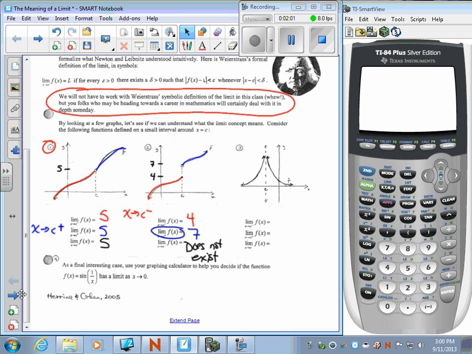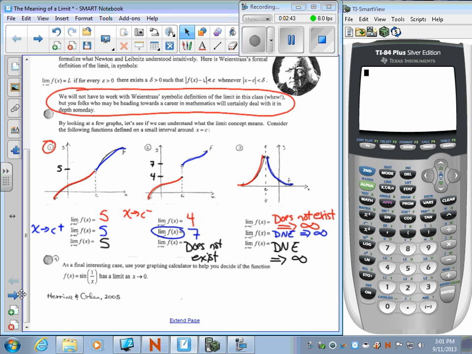Number 3, we have the limit as x approaches c from the left. From the left, it does not exist. However, I know what it's approaching, so I need to say that. I can use the equal sign with the arrow after it, and it's approaching positive infinity. Coming from the other side, again, it does not exist. However, I know what it's approaching, and it is also approaching infinity. Therefore, the actual limit as x approaches c does not exist, but I need to indicate that I do know where it's going, and it is approaching infinity.